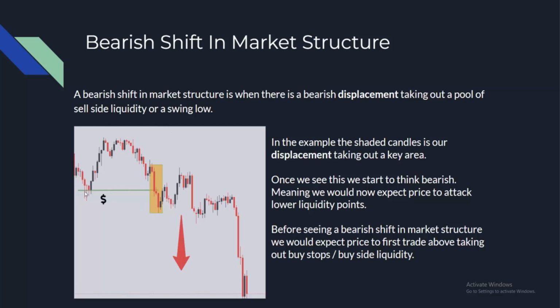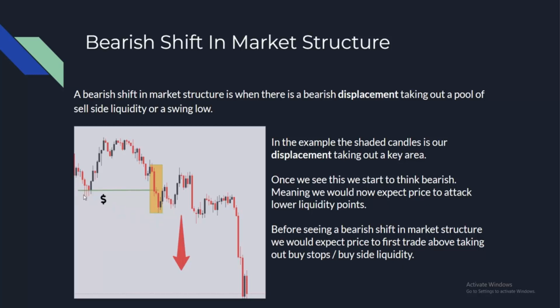And we know that because these sell stops over here got violated with a strong move. And that's what a displacement is. It's just a strong one-sided candle. And when you see a strong one-sided candle, it's not necessarily one candle, it could be two or three, but they're all strong and they all follow the same idea. So when we see a displacement taking out a key level, key area, such as a pool of liquidity or a swing low, that means price is gonna continue in that direction.